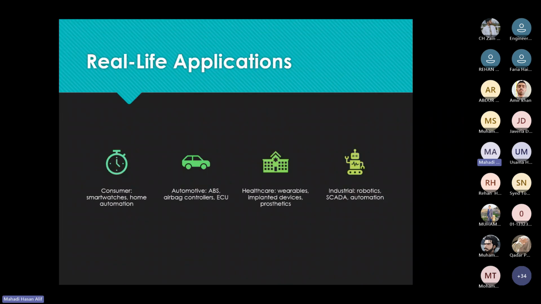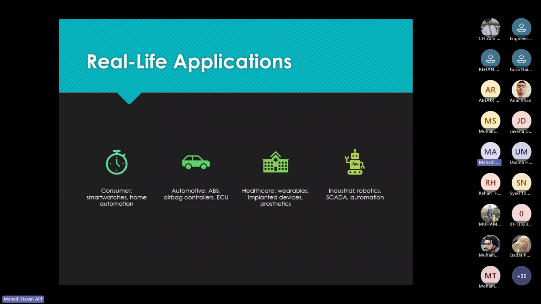And some real life applications of embedded systems. If we look around us, everything we see and use is in some way related to an embedded system, sometimes directly, sometimes indirectly. For example, on the micro level, we can see smartwatches, home automation, maybe some automatic door, some smart fan, some smart light, all these things that we use on a personal level. They are embedded systems. They are examples of real life applications of embedded systems.